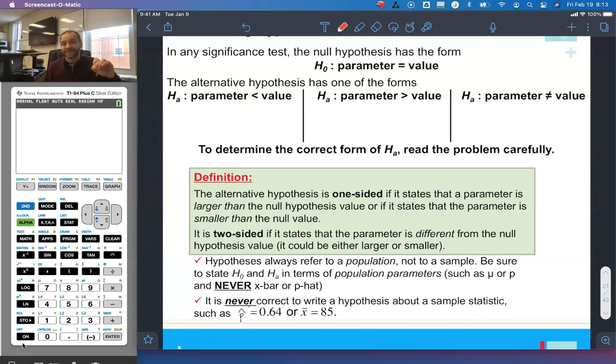Your hypotheses always refer to population parameters, p or mu. They will never refer to x bar or p hat. That is really important because if you think about a multiple choice test, if you say which of the following shows the hypotheses for the significance test and you see answers with p hat or x bar, you better cross them out right away. Those should be gone because you never state hypotheses with sample statistics. You state them always with population parameters, p or mu.